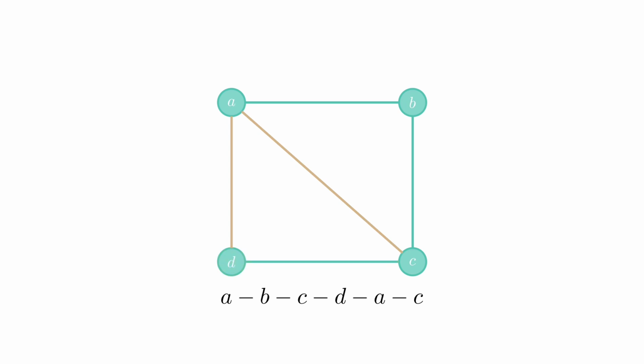A Hamiltonian path is a path in a graph that visits each vertex exactly once, and a Hamiltonian cycle is a cycle in a graph that visits each vertex exactly once. This graph contains a Hamiltonian cycle. If we remove any edge from this Hamiltonian cycle, we obtain a Hamiltonian path.